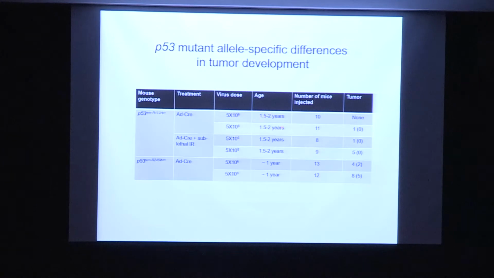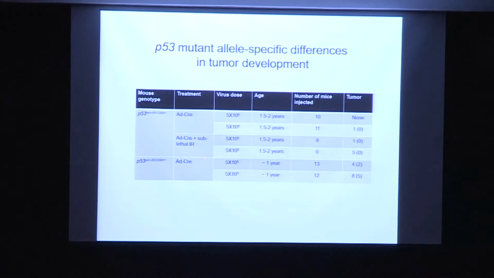And within 1.5 to 2 years, she looked for tumors, and the mouse that had the low titer never got tumors, but the mouse that had the high titer did get a tumor. We got 1 tumor.